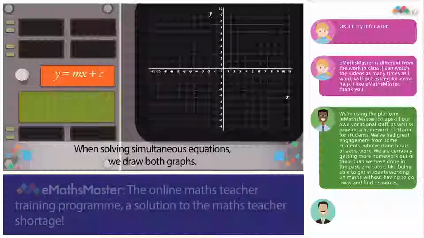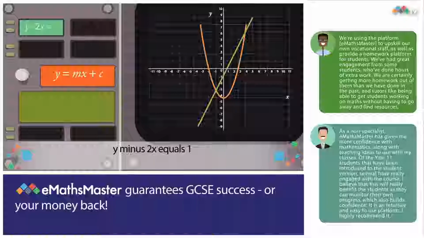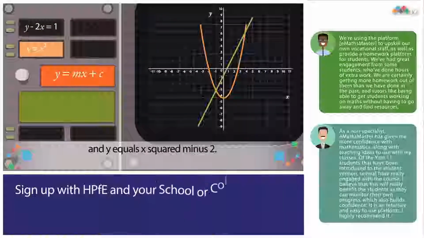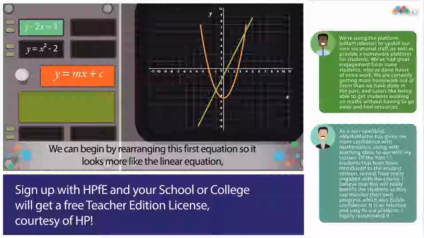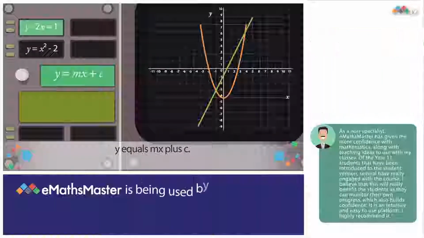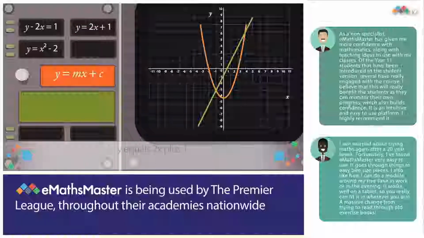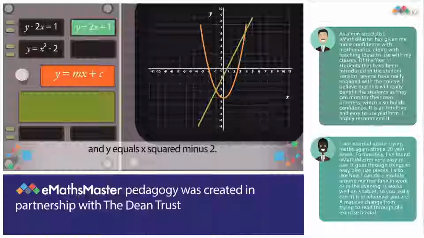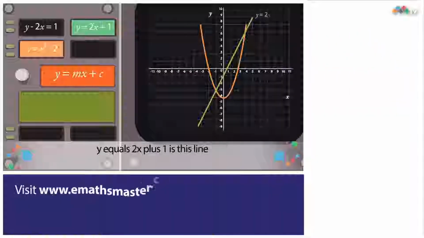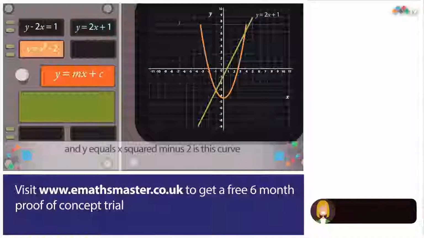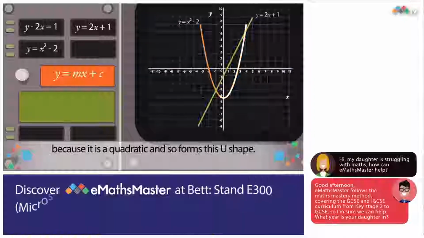When solving simultaneous equations, we draw both graphs. Here we have the graphs for y minus 2x equals 1 and y equals x squared minus 2. We can begin by rearranging this first equation so it looks more like the linear equation y equals mx plus c. So this becomes y equals 2x plus 1. Plotting these onto a graph, y equals 2x plus 1 is this line, and y equals x squared minus 2 is this curve, because it is a quadratic and so forms this U shape.